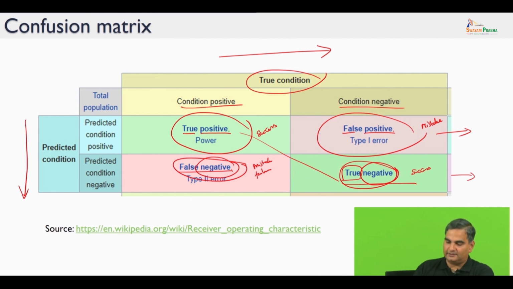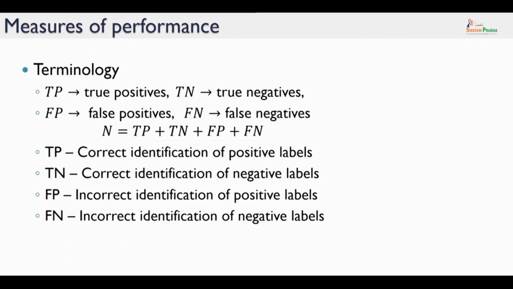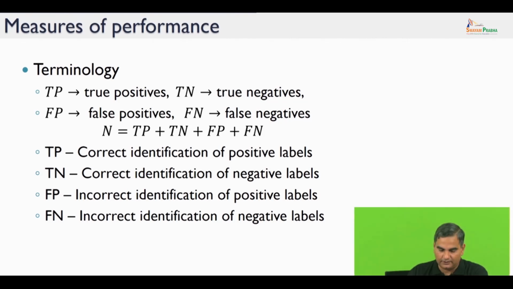Now in statistics, this is called the power of the test, this is called a type 1 error, and this is called the type 2 error. Now based on those 4 numbers, there are many ways of measuring the performance of a classifier. So before we do that, let's make sure that we summarize all that we said in the last slide in this one slide. So we are going to use the notation TP for true positive, TN for true negative, FP for false positive, and FN for false negative.